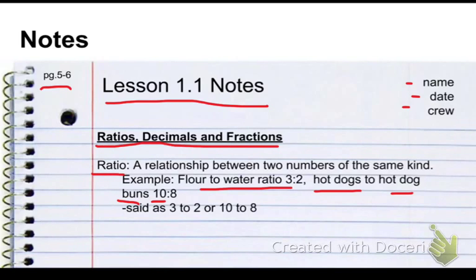But we use a colon to separate these two numbers, as you can see. But we say them as 3 to 2 or 10 to 8 when we're describing them. Okay? Pause this if you need to, but we're going to move on.